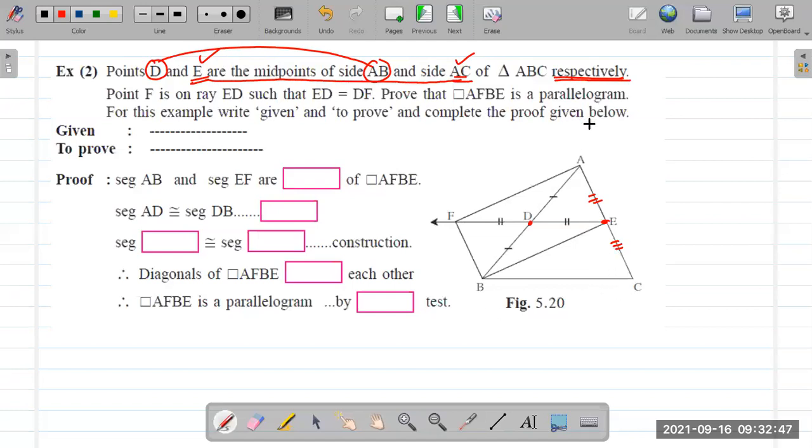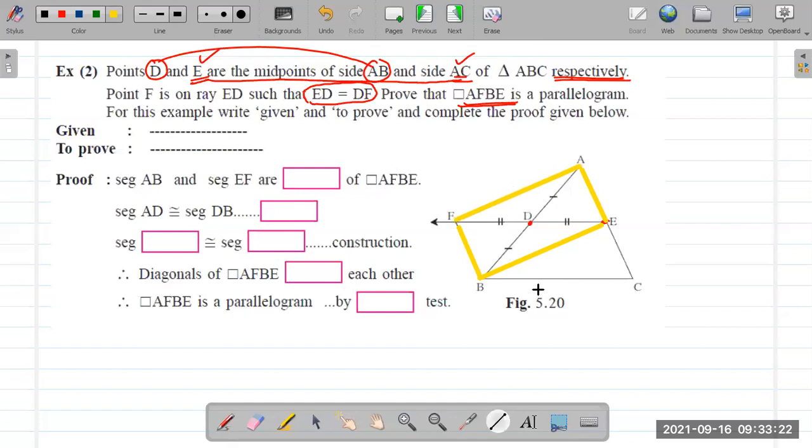Now, before I draw that part, you can just look at this diagram and identify which property to use to prove that it is a parallelogram. Further, they have given that ED is also equal to DF. And what are we asked to prove? That AFBE is a parallelogram. I will highlight that one. AFBE is a parallelogram. So this one. We have to prove that this is a parallelogram.